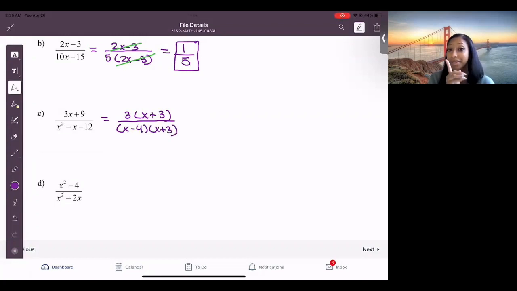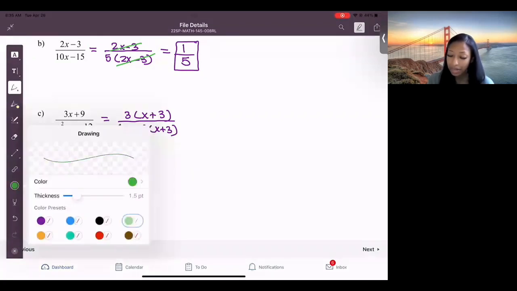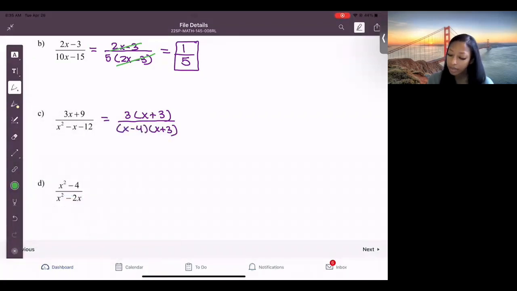All right, then we see that both our numerator and denominator have a factor of x plus 3 that we can cancel out. Then what does that leave us with? We have a 3 in our numerator and x minus 4 in our denominator. That's our final answer.